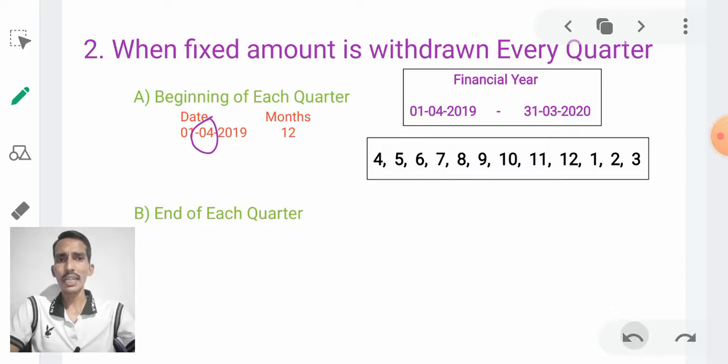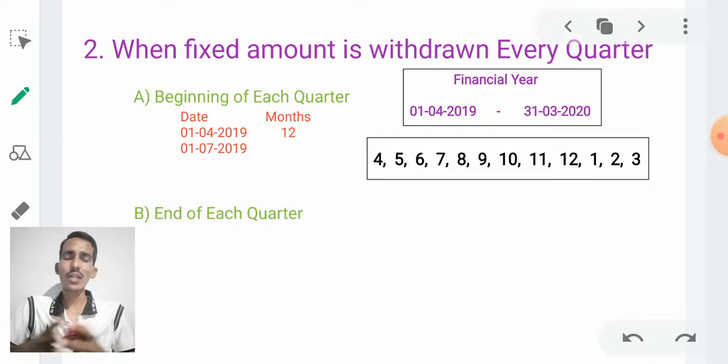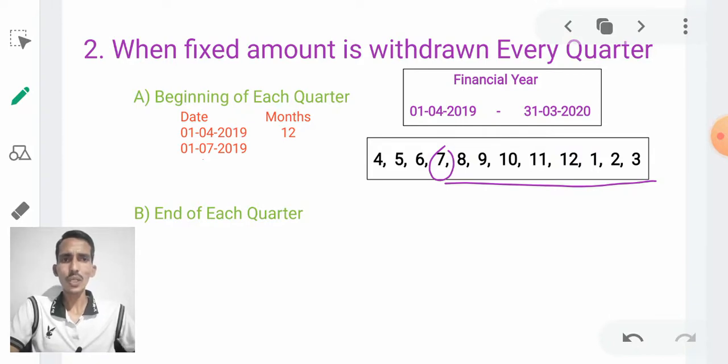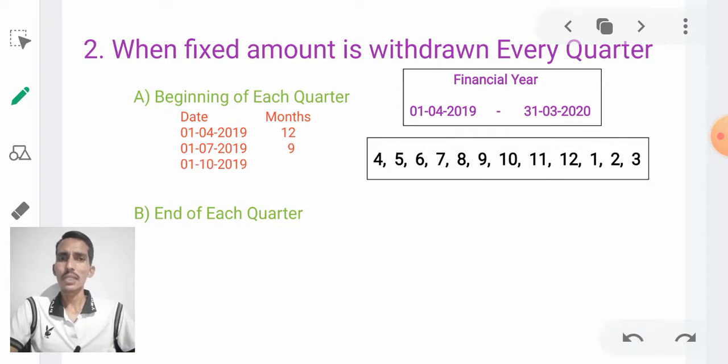Like that only, the second withdrawal is on 1/7, because after 3 months the second quarter will start on the 7th month, means 4, 5, 6, after leaving 3 months it starts on 7. So we take that. If any partner withdraws an amount on the 7th month, from the 7th month we have to calculate up to the next year's 3rd month. How many months will it become? See, 1, 2, 3, 4, 5, 6, 7, 8, 9. Clear? Okay, here it comes to 9 months.